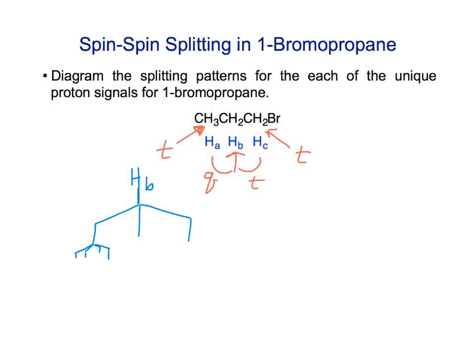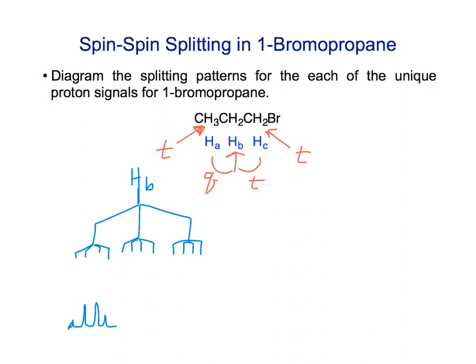So here's a quartet. And here's a quartet. And here's a quartet. All right, so if we had one big coupling constant and one small one, we might have something like this. So each of the quartets, what's the ratio of peaks in a quartet? 1 to 3 to 3 to 1. So within each of these quartets, it should be 1 to 3 to 3 to 1.